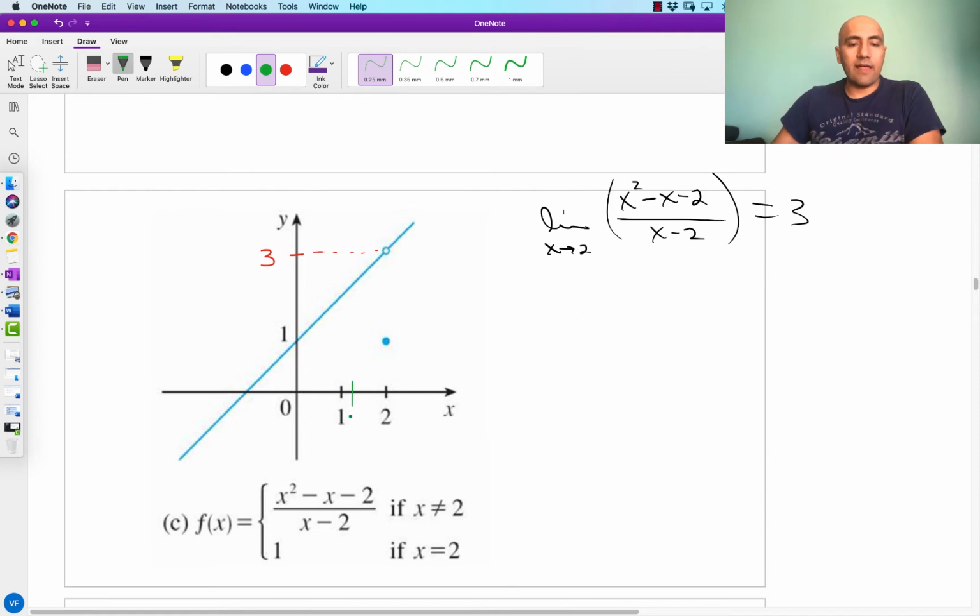As the input values approach 2 from either side, the limit is approaching 3. It's heading toward 3. And then there's a hole at 3 there, but the function was defined this way, let the function equal 1 when x equals 2. Okay, but unfortunately, that's still a discontinuity. So this function is discontinuous at x equals 2.